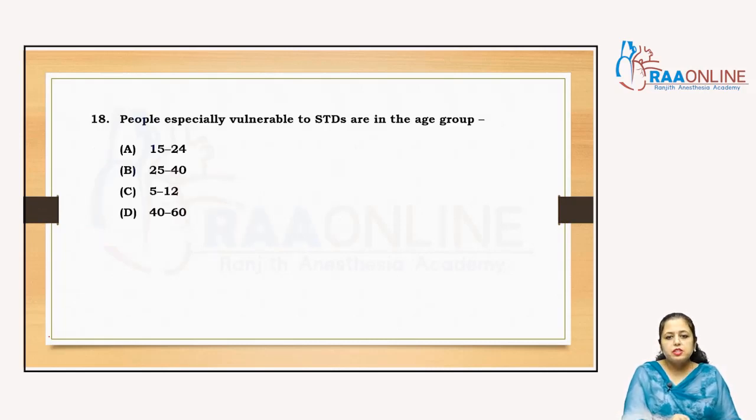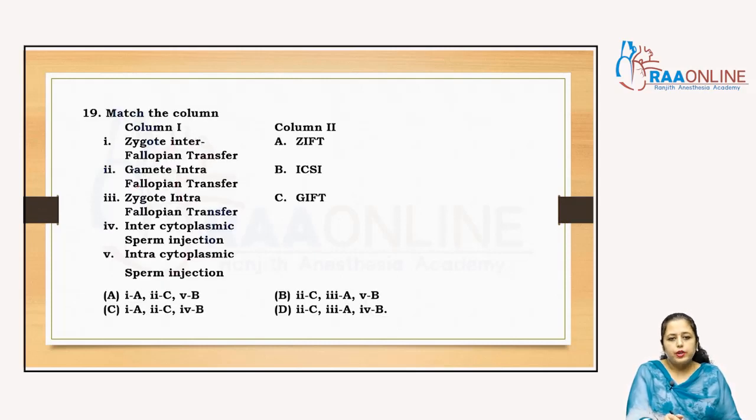Now come to the next. People especially vulnerable to STDs are in the age group of 15 to 24, 25 to 40, 5 to 12, or 14 to 60, after attaining puberty. After attaining puberty, this is the age when the child is more attracted towards sexual activities. So these are the especially vulnerable ages for STDs, just because of multiple sex partners and not using condoms and all these things. So this is the age. Now come to the next question.